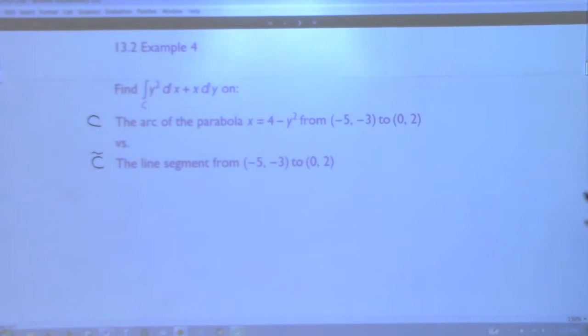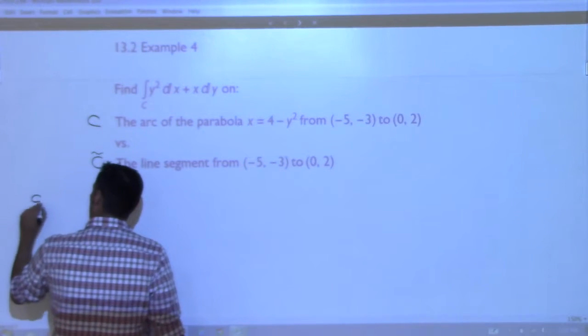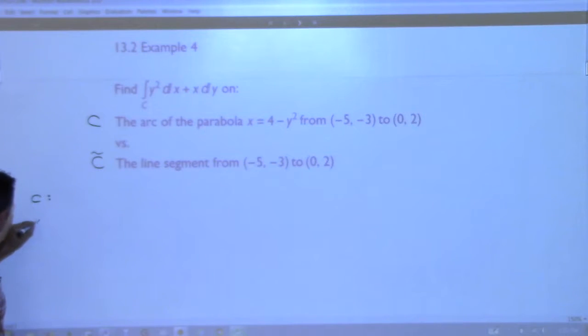So let's take a look at each of these paths, and let's define them parametrically. So let's go for C first. For C, I need to come up with the parametric equations that will draw the curve.